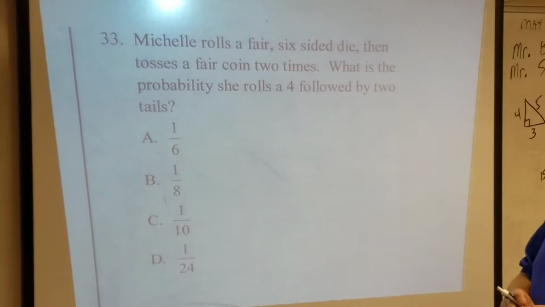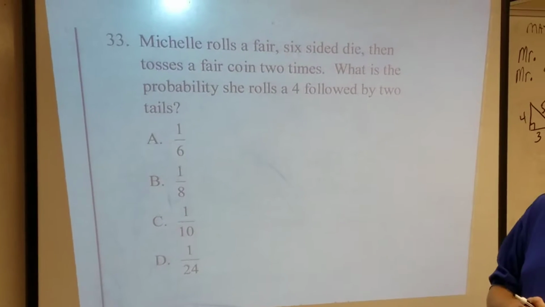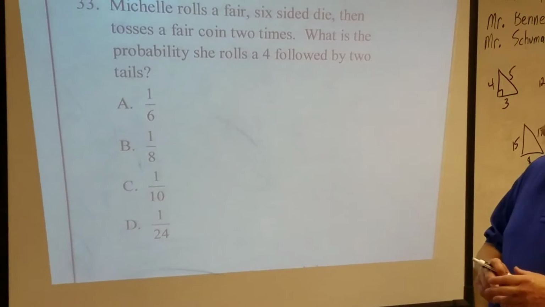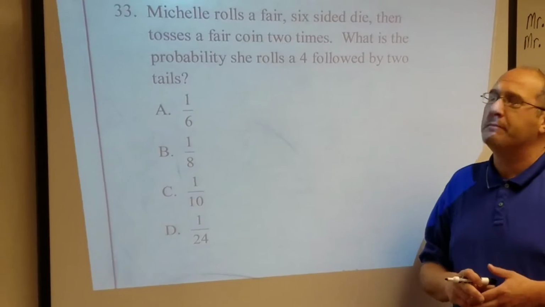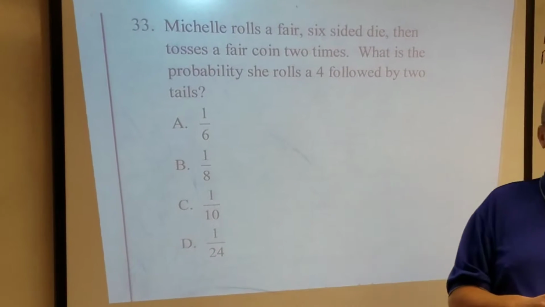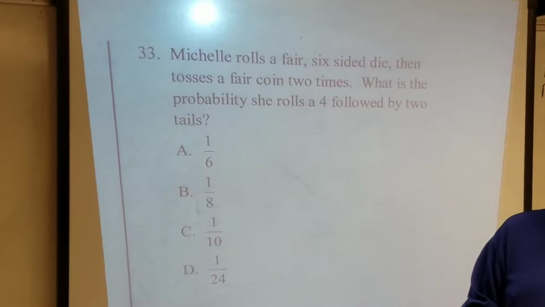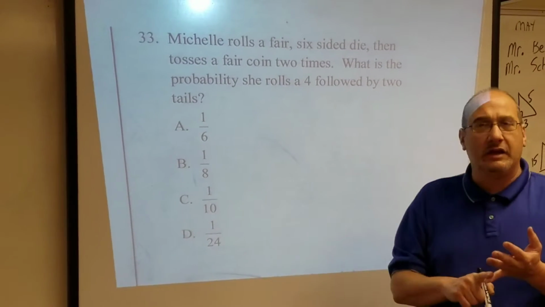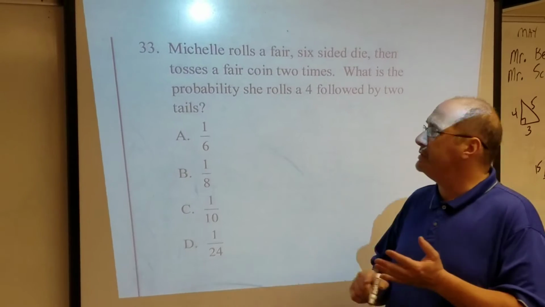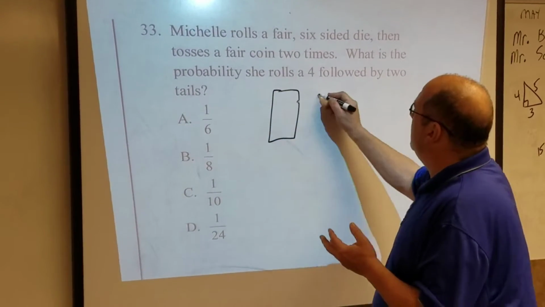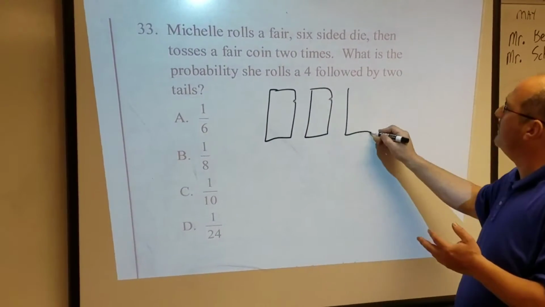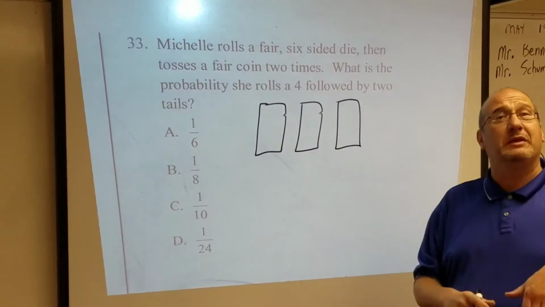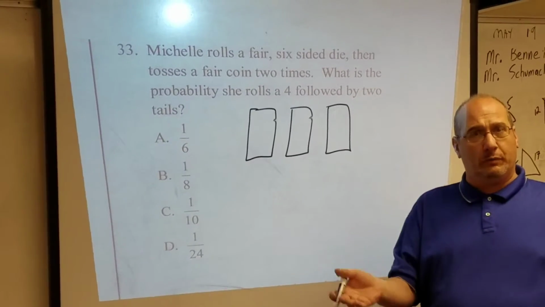It says, Michelle rolls a fair six-sided die, then tosses a fair coin 2 times. What is the probability she rolls a 4 followed by 2 tails? So the first thing we have to realize is that there are 3 events happening here. She's rolling the die, and then she's flipping the coin 2 times. So I would just generally put 3 rectangles here to indicate I know that there's 3 things that are going to happen. And then I have to find the probability of each thing, and then the overall probability is the product of that.